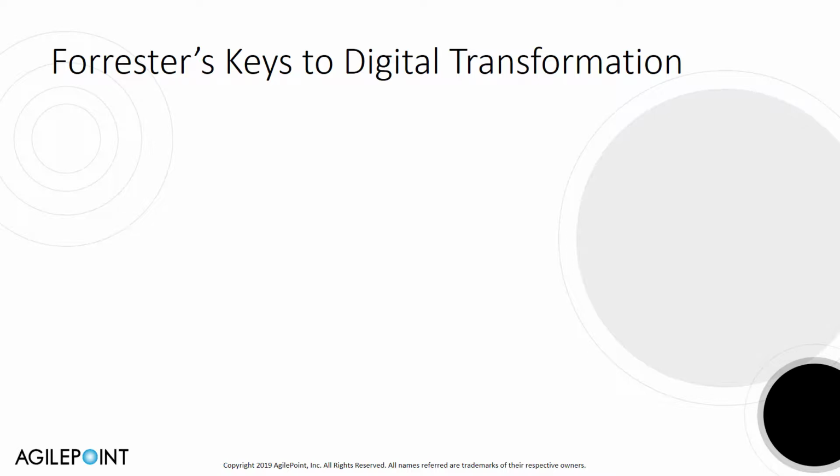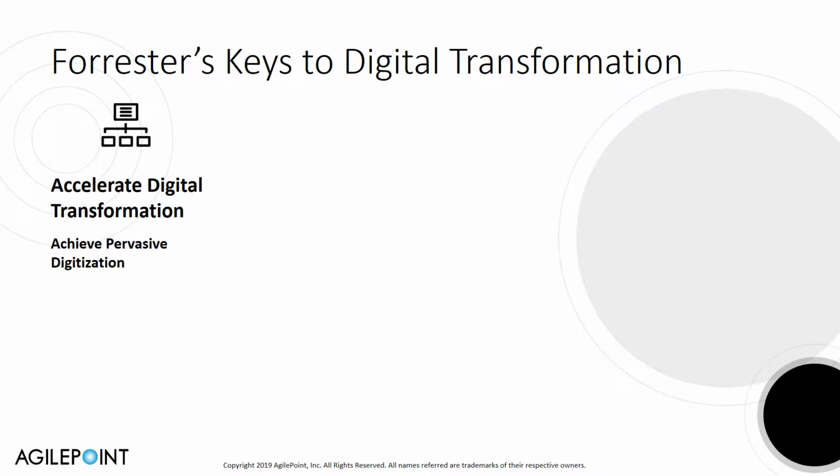Okay, so let's speak to some of the specifics that were laid out in the recent Forrester Report and how AgilePoint helps address them. Well, the first, in order to accelerate digital transformation, we need to pervasively digitize the organization. And this is one area where many of the legacy BPM platforms tend to fall short. Because of their cumbersome nature, most organizations simply can't leverage them across all of the areas of the business and for all application needs.